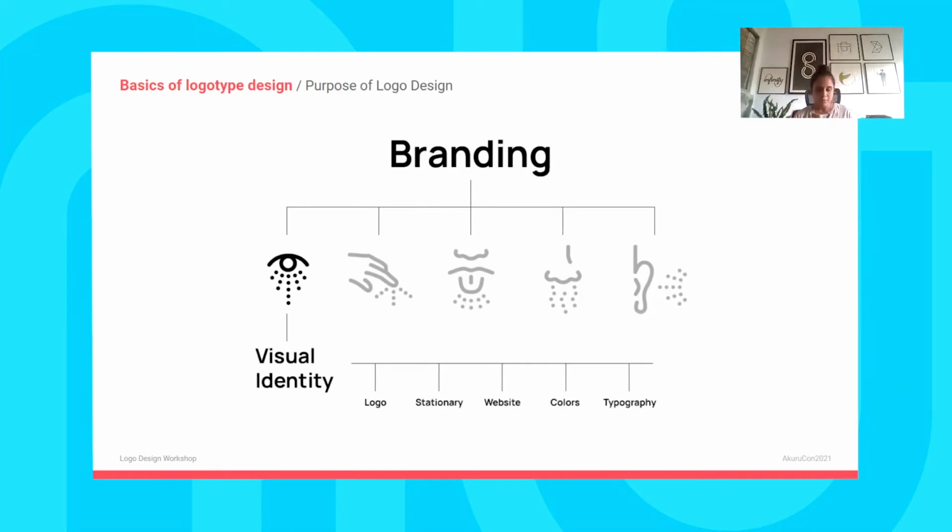And since logo comes under visual identity, today I'm going to talk only about visual identity. So visual identity is everything that we see that is related to a brand, starting from the logo, the stationery, the colors, the typography, the website, the advertisements, brochures, everything that we see related to a brand comes under visual identity.